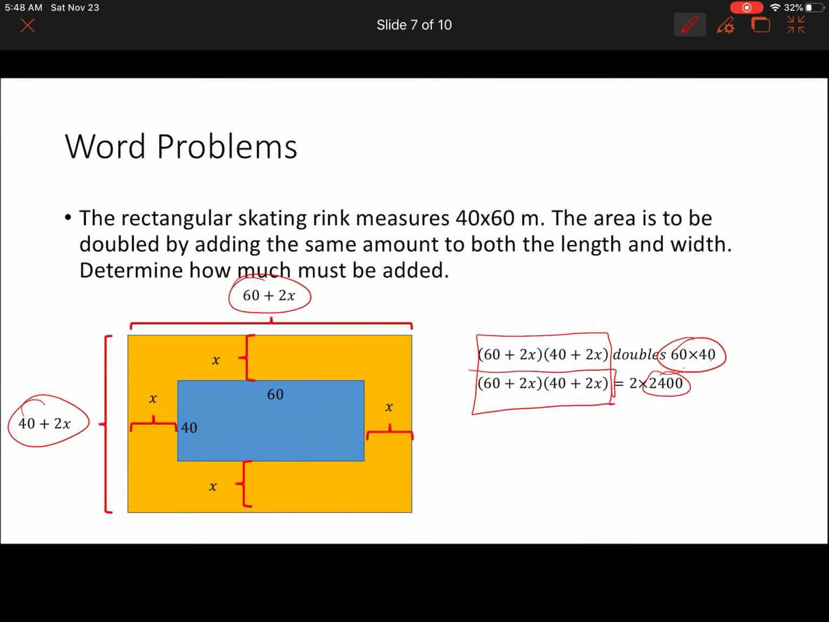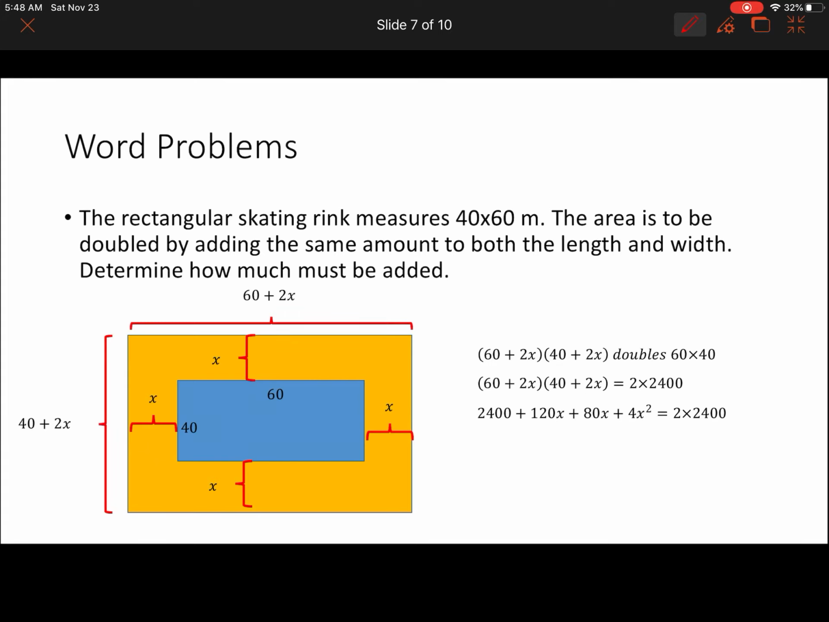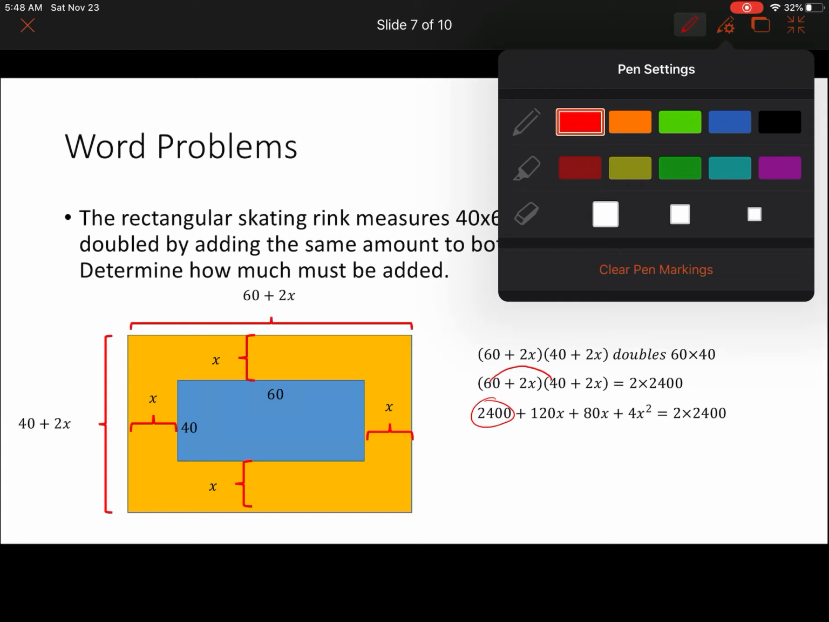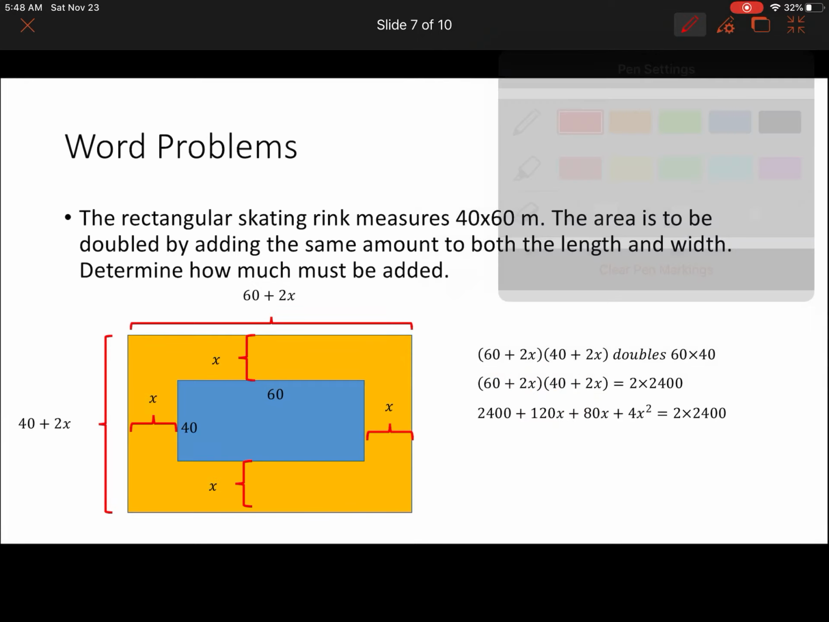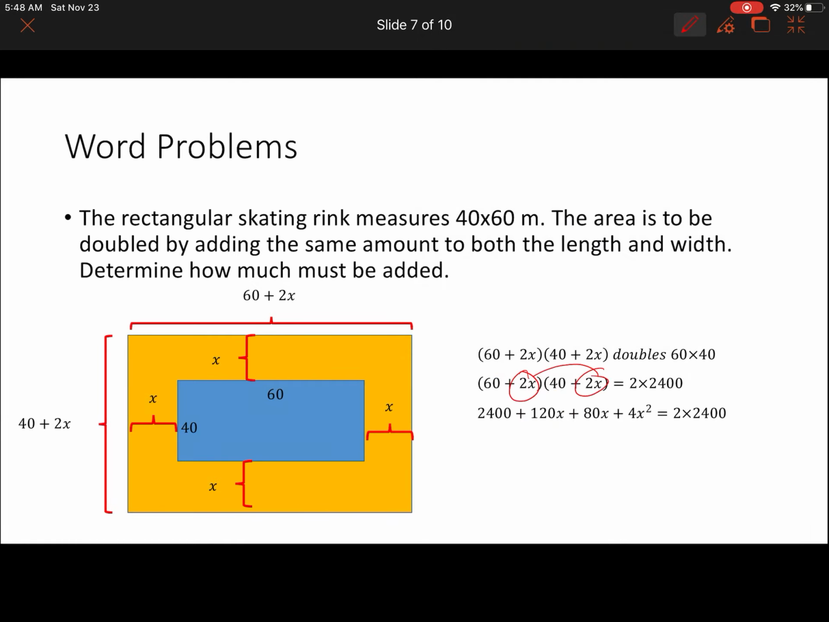2 times 60 times 40. 60 times 40 is 2400. So let's FOIL. 60 times 40, 2400. Outside, 60 times 2x, 120x. 2x times 40, 2 times 40 is 80x. And of course, the last terms. 2x times 2x is 4x squared. Clear.